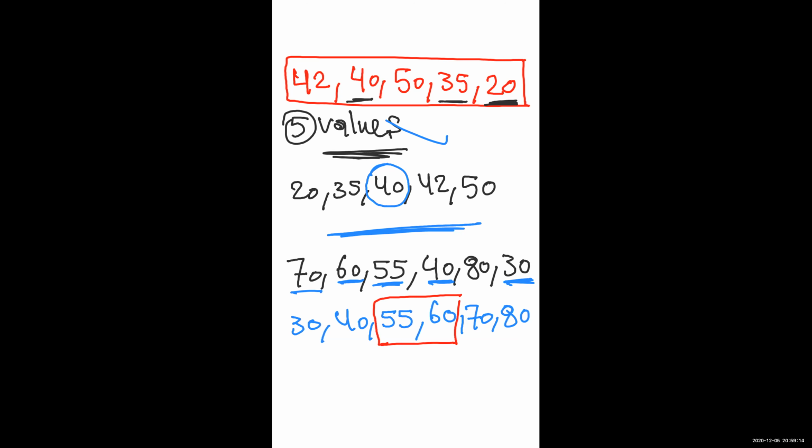So if the number here is even, like 1, 2, 3, 4, 5, 6 numbers, in this case there are 2 numbers in the middle. So now the median will equal 55 plus 60 over 2. Then get the result: 115 over 2, which will equal 57.5, like this. Okay, guys, are we clear?